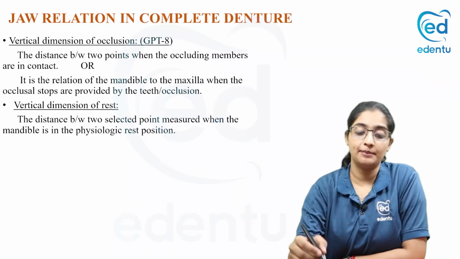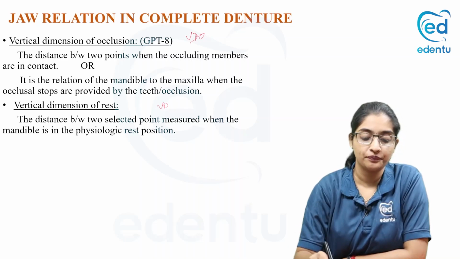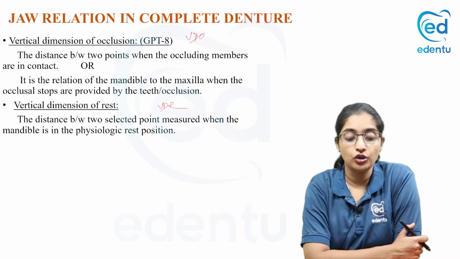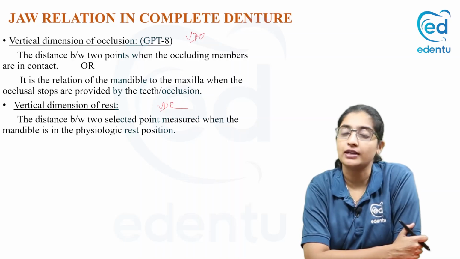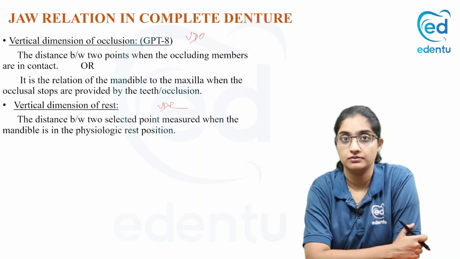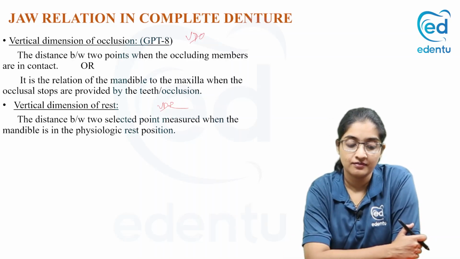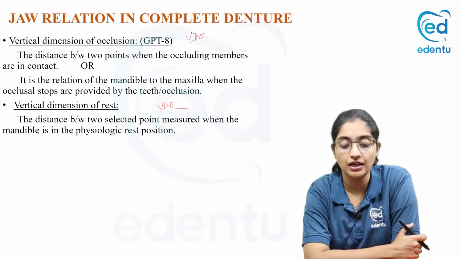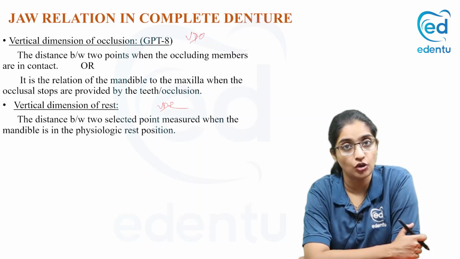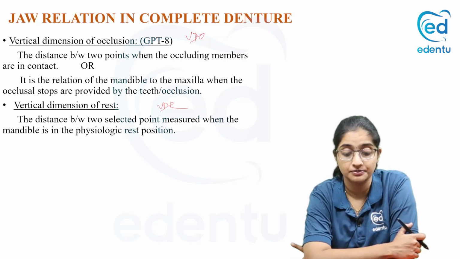What is vertical dimension at occlusion, or simply we call it as VDO? The distance between two points when the occluding members are in contact. At occlusion means when in occlusion, at contact, so it is vertical dimension at occlusion. It is a relation of the maxilla to the mandible when the occlusal stops are provided by the teeth or the occlusal rims.